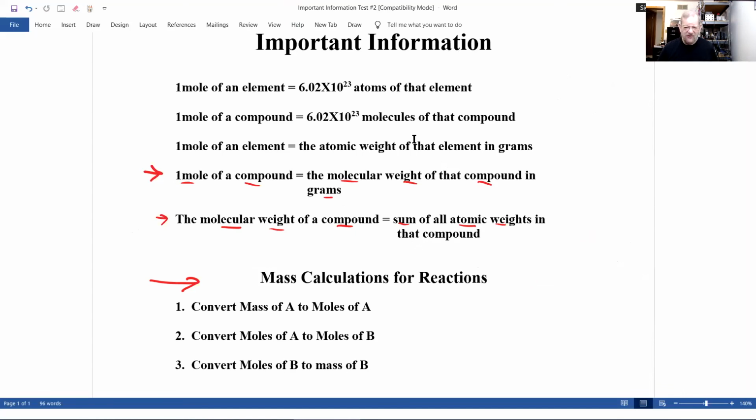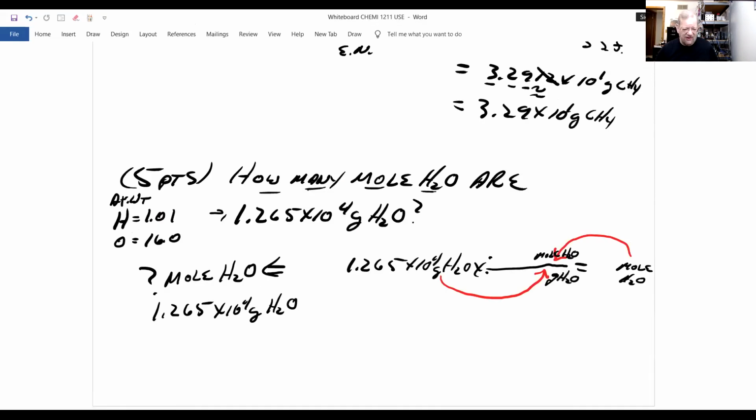So let's get back to our work. We need to get the molecular weight of water. And that's the sum of all atomic weights. Water has 2 hydrogen and 1 oxygen. Each hydrogen has atomic weight to 3 significant figures, 1.01. The oxygen has atomic weight to 3 significant figures, 16.0.